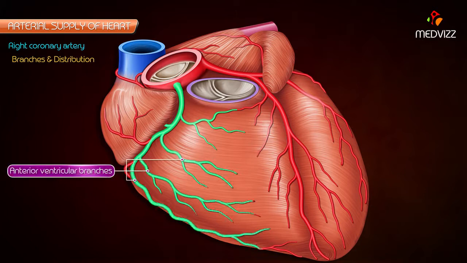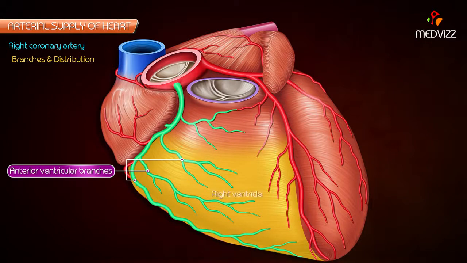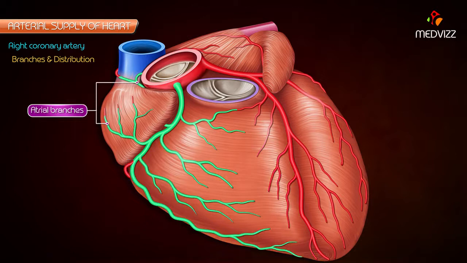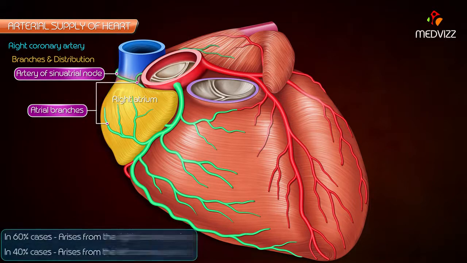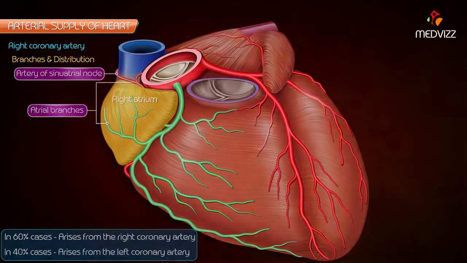Anterior ventricular branches. They are 2 or 3 and supply the anterior surface of the right ventricle. The marginal branch is the largest and runs along the lower margin of the sternocostal surface to reach the apex. Atrial branches. They supply the atria. One of the atrial branches, the artery of the sinoatrial node, supplies the SA node in 60% of cases. In 40% of individuals, it arises from the left coronary artery.